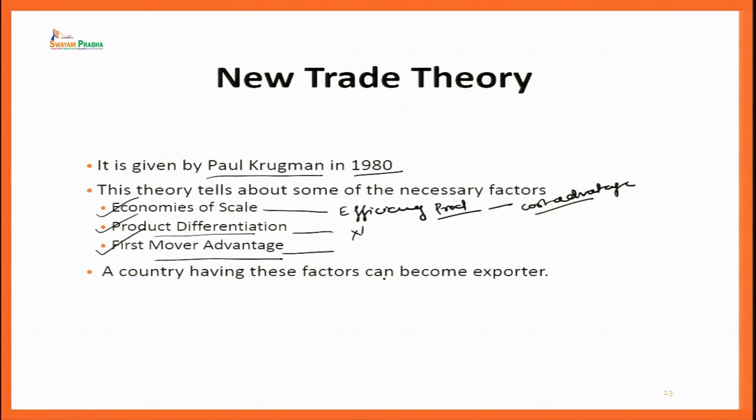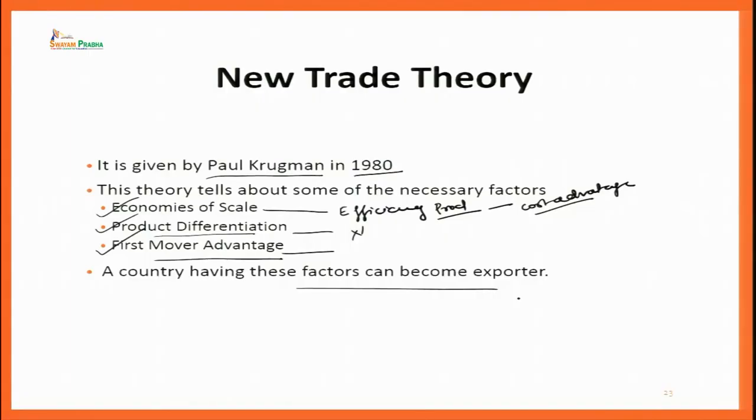That means you initiate first, you become the first one to come up with this idea and you launch it to the whole world. That is a first mover advantage. So if any country has any of these factors of doing business, they can export their product to the foreign market. This is the new trade theory.